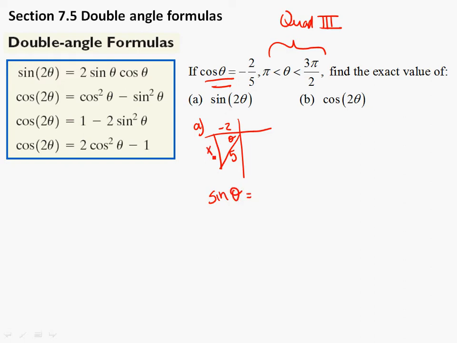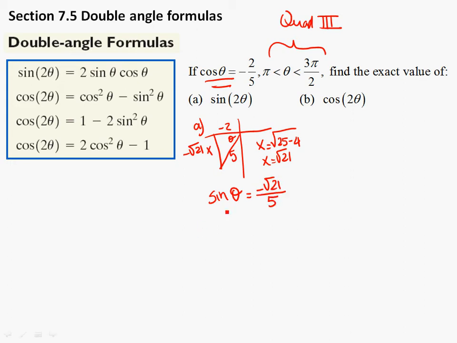So we need to find what this side is over here. So x would be the square root of 5 squared, which is 25, minus 4, right? So it's the square root of 21. Are we okay with this? So it is a negative here, so it's a negative square root of 21. And that's one reason I like drawing the picture, so I don't forget about that. And so the sine is negative square root of 21 divided by 5.